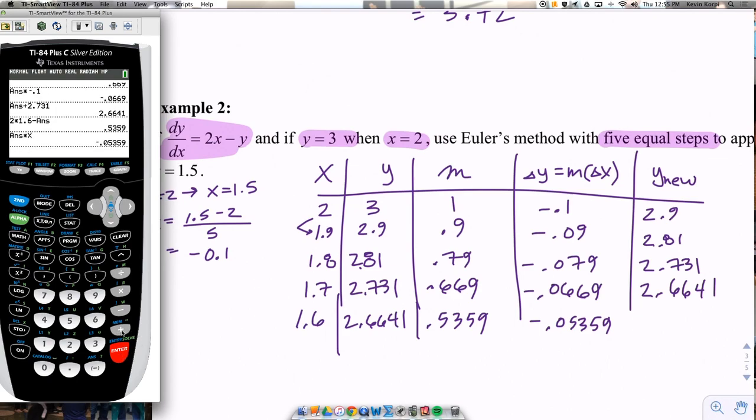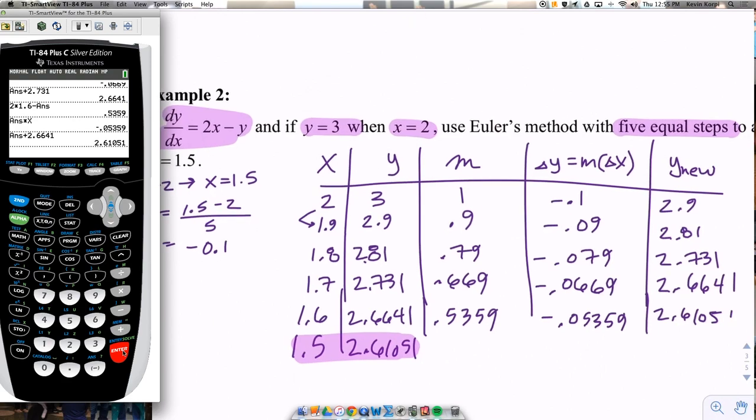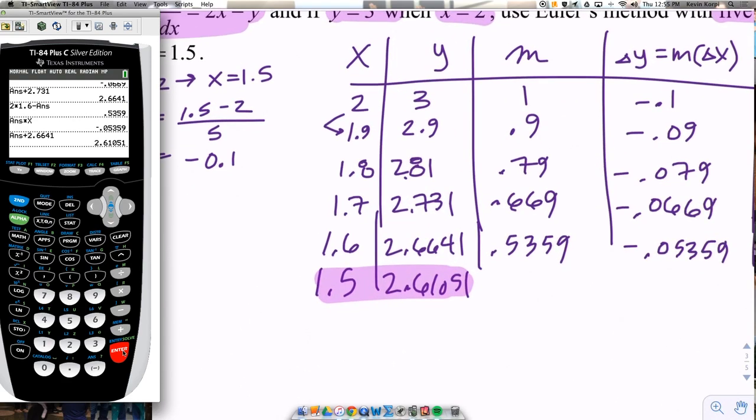And if you add that back to 2.6641, you get 2.61051, which when you bring it back around, you're at 1.5, 2.61051. That's where you stop. Don't go another iteration. You wanted to get to 1.5, you're staring at 1.5 comma something, and so now you box it and walk away?